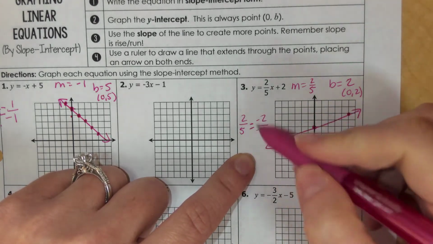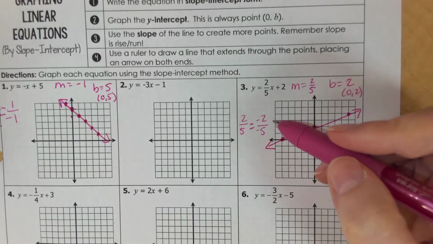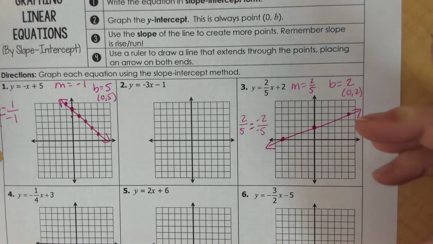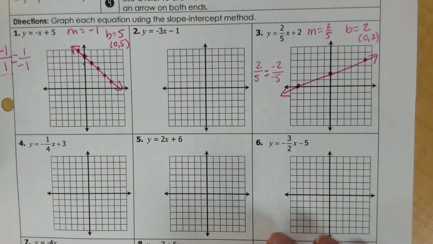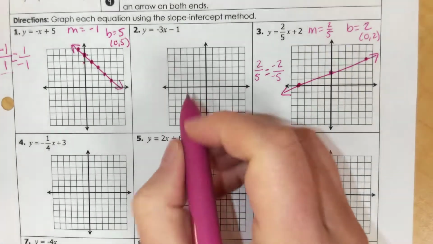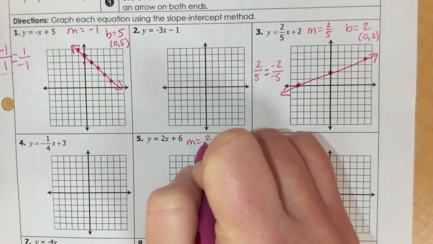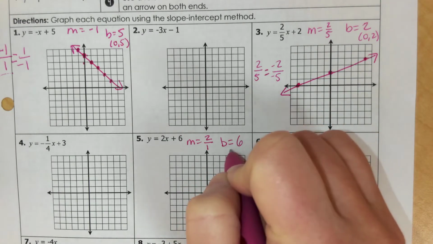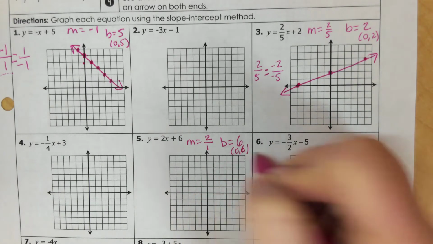Okay, so doing those equivalent fractions allows me to have enough points to connect and make our lines. Okay, so let's look at one more example here. Look at number 5. We have a slope of 2, which can be written as 2 over 1, and a y-intercept of 6, which is the point (0, 6).